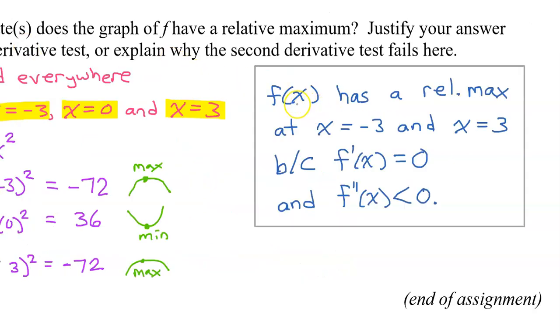So here is our summary and justification. F of x has a relative maximum at x equals -3 and x equals +3 because f prime equals 0 while f double prime is negative. Notice that you need both parts to this justification because you must first establish that you have a critical number before you can apply the second derivative test.